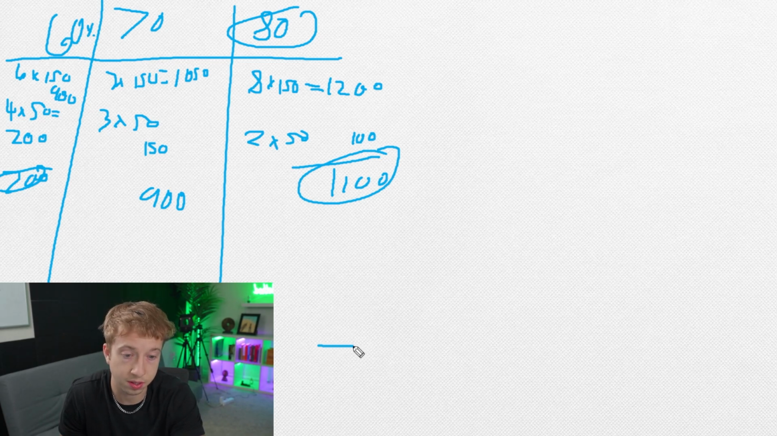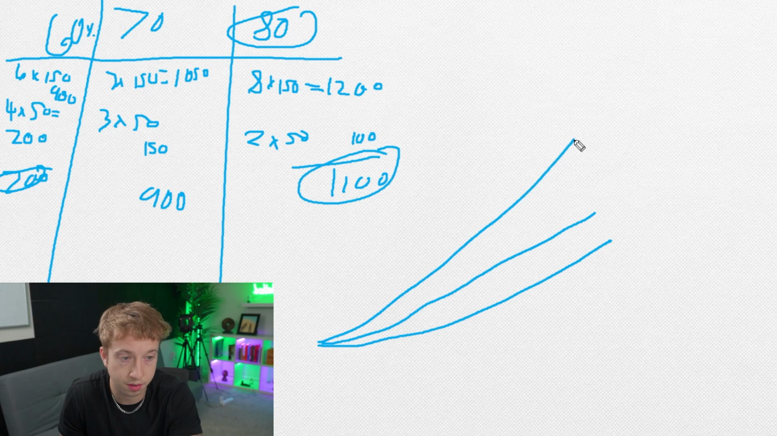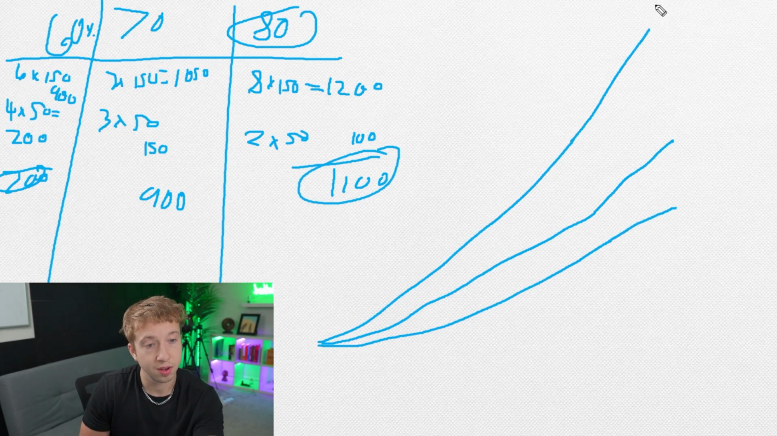For example, here's a 60% win rate chart. Here's a 70% win rate chart. And then here's the 80% win rate chart, right? And it really will compound. This will slowly get up there. This won't as much, which is crazy.